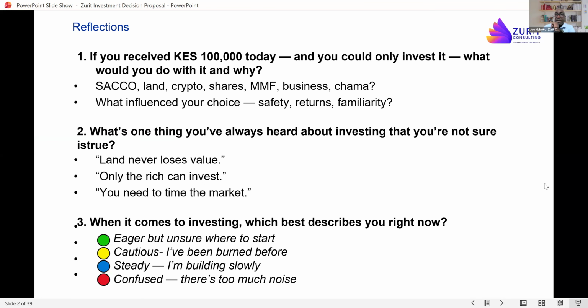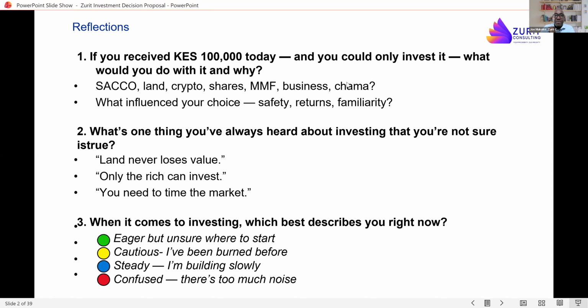Allow me to begin by us playing these 3 questions, all of us together. If you received 100,000 shillings right now, what would you do with it? And where would you invest it? Maybe we could have it on chat. Could it be in Sacco, land, crypto, shares, money market fund, business, chama, or go on holiday? Simply replace your phone and get a new phone. So if you were to receive 100,000 shillings today, where would you put the money?